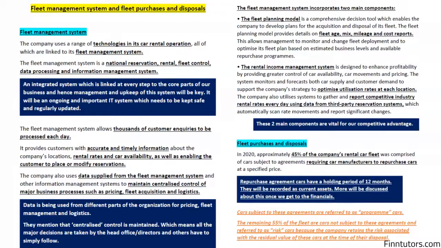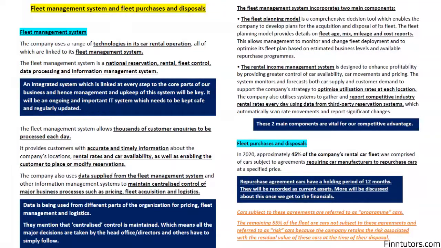That is something that is vital for our business. On the other hand, there is a rental income management system, which is designed to enhance profitability by providing greater control of car availability, car movements, and pricing. The system monitors and forecasts both car supply and customer demand to optimize your utilization rates at each location.